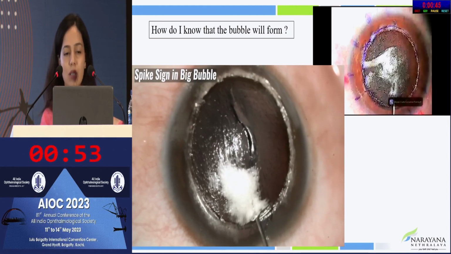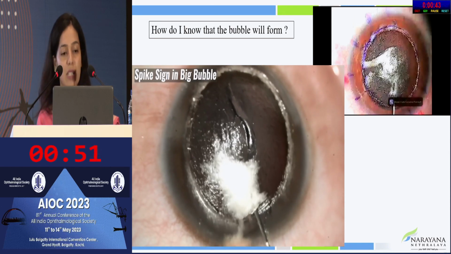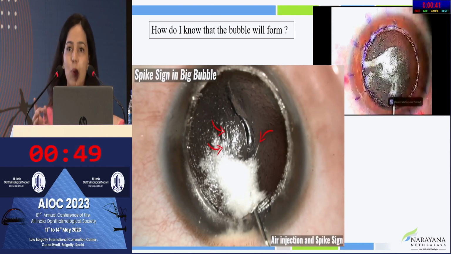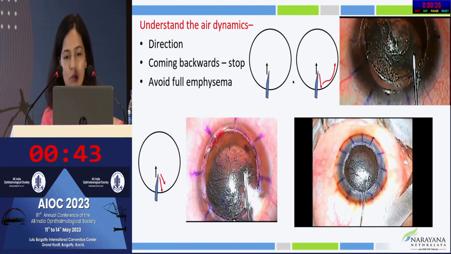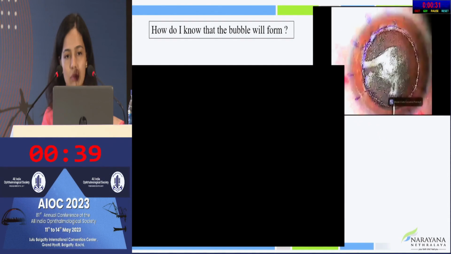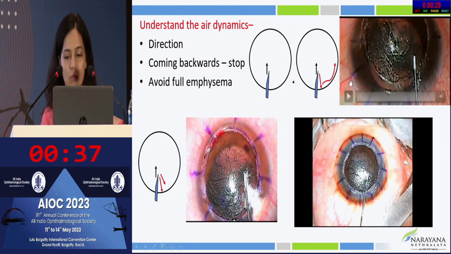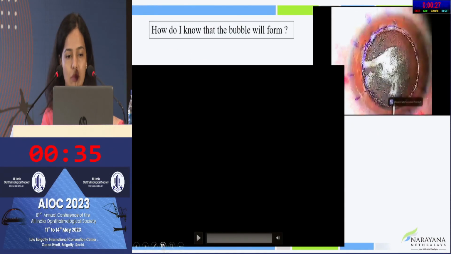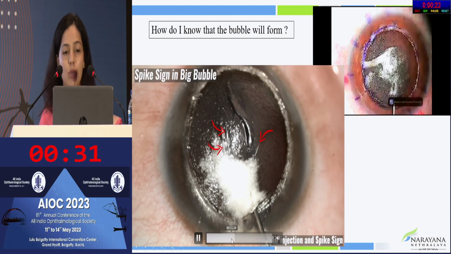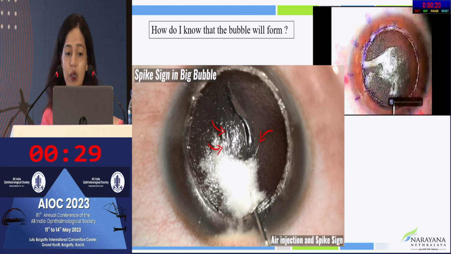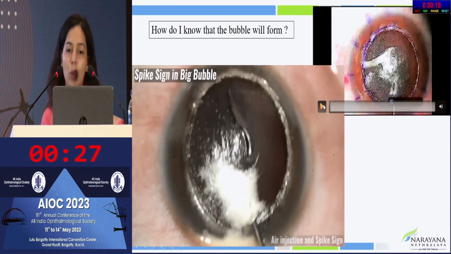If you notice the video on the right side, these very fine spoke-like structures are seen out of the emphysema, which will then predict the formation of the big bubble. And this would not happen in a normal emphysema.